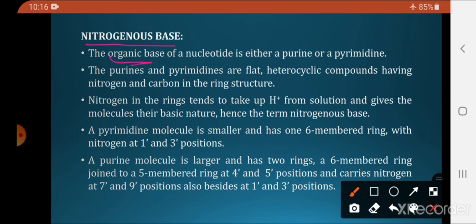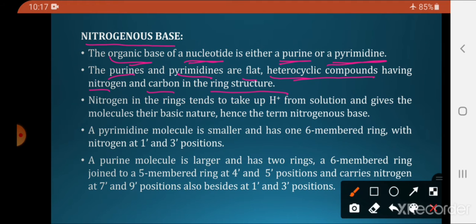These are the organic bases of the nucleotide, which either are a purine or a pyrimidine. The organic bases in nucleotides will either be a purine or a pyrimidine. Now what are purines? What are pyrimidines? The purines and pyrimidines are flat heterocyclic compounds having nitrogen and carbon in the ring structure. So basically what are purines and pyrimidines? They are ring structures.